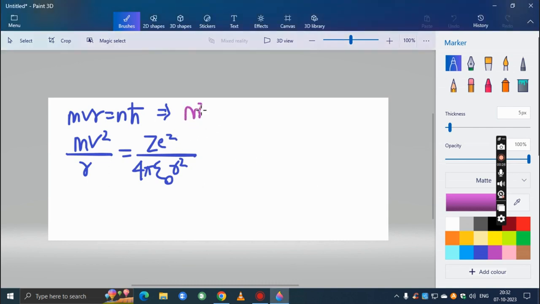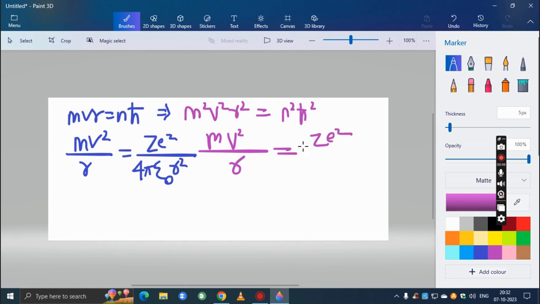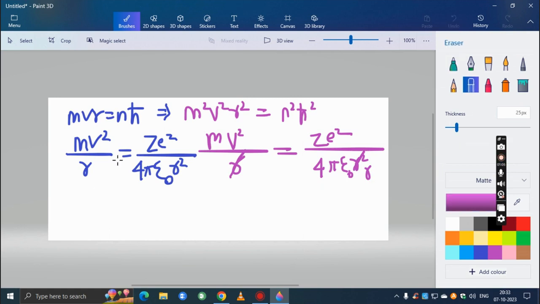Now if I square on both sides, what do I get? m square v square r square is equal to n square h bar square. And I also know that mv square by r is equal to Ze square upon 4 pi epsilon naught r square. Now I can cancel one of the r's. Now if I divide both of these equations, let's see what we get.